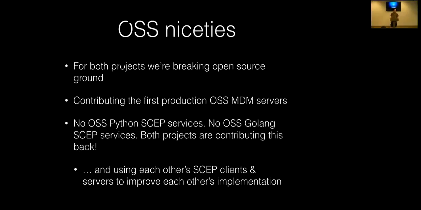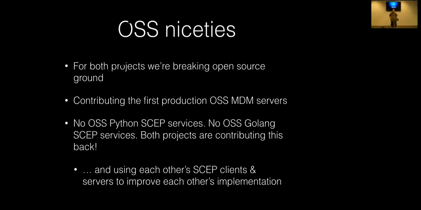So open source niceties. For both projects, we're breaking open source ground, which I find really exciting. We're both obviously contributing the first production open source MDM servers to the community. That's fantastic, of course. But neither Python nor Golang had SCEP servers. And SCEP servers, if you don't know, it's basically an automated way to get a certificate request signed by a server with a request to an HTTP server. And you get back a signed certificate by a CA, which is fantastic. But neither Golang nor Python had that.